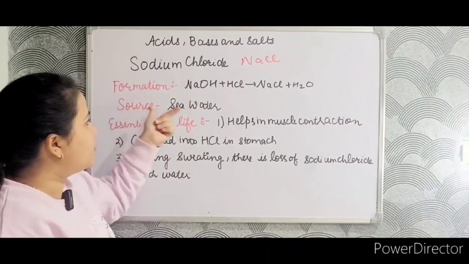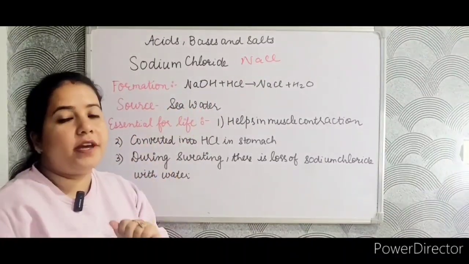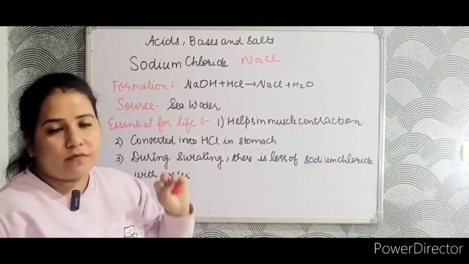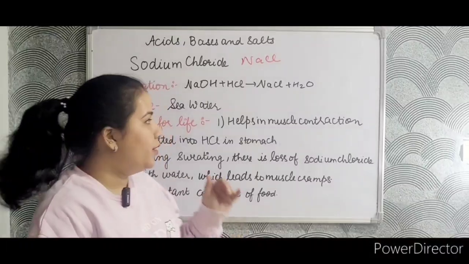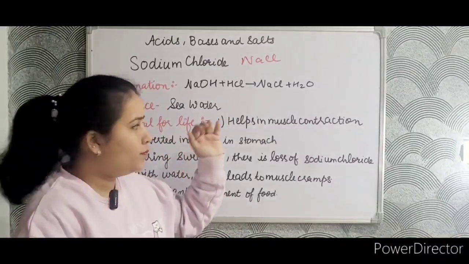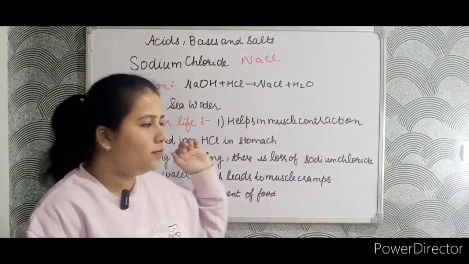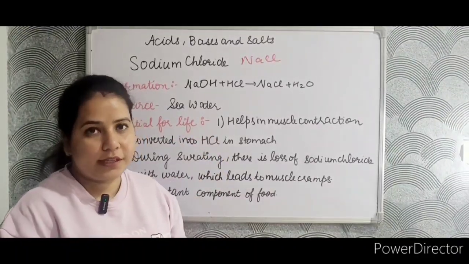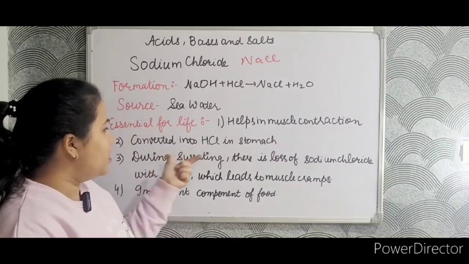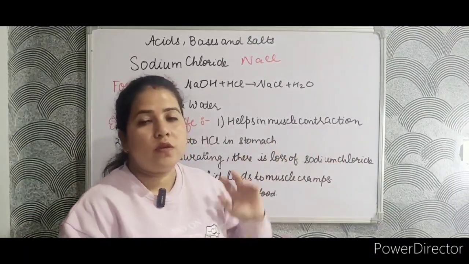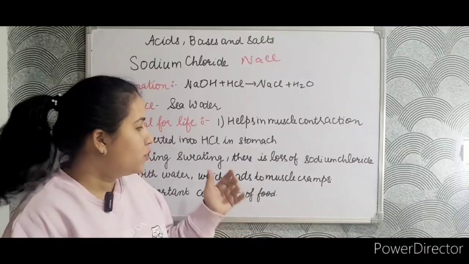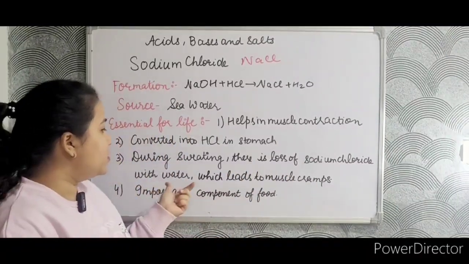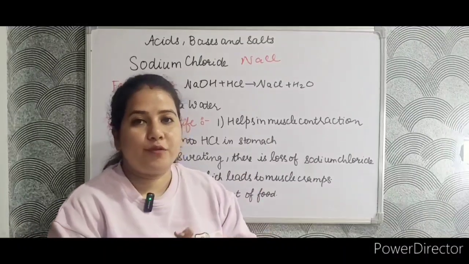The major source of sodium chloride is seawater. By evaporation process we get sodium chloride along with various other salts also. Now it is essential for life also. First, it helps in muscle contraction. Second, it helps in conversion of NaCl into HCl in our stomach. Third one is during sweating there is loss of sodium chloride along with water, which leads to muscle cramps also. And last one is important component of food.